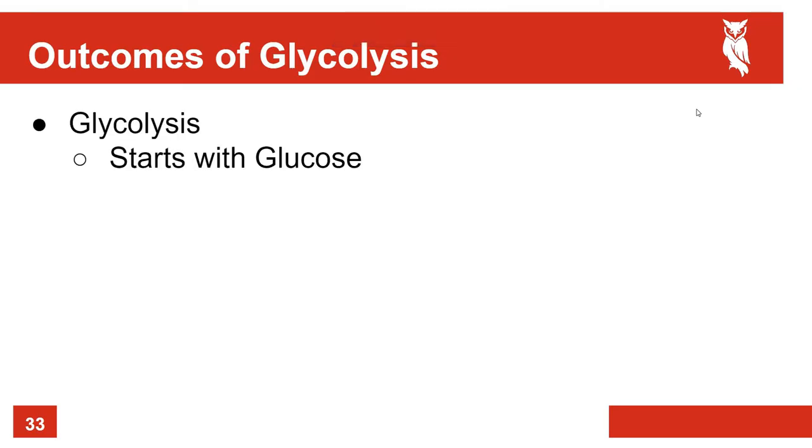All right. So what are the outcomes of glycolysis? What do we get out of it? ATP. How many? 2. 2 net. Okay, but we made 4, but we had to put 2 in. Pyruvate, how many? 2. And NADH, how many? 2. All right.